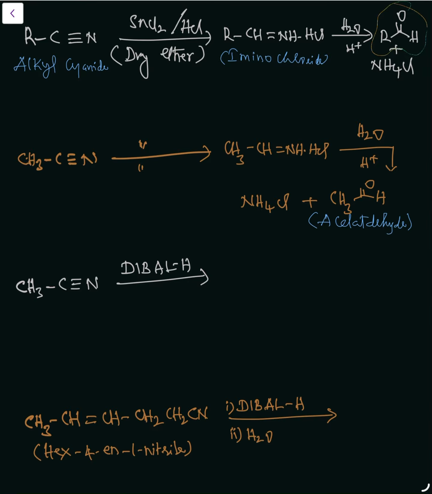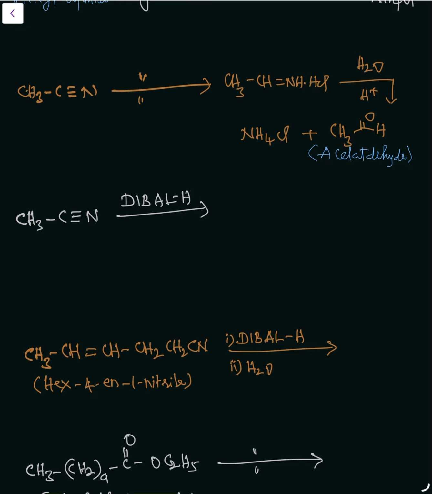Next, reaction with DIBAL. Here methyl cyanide, when it reacts with DIBAL, imines are formed: CH3CH double bond NH. Once imines are formed, they undergo hydrolysis and form aldehydes. That is, I have taken CH3, so CH3 C double bond OH, acetaldehyde, plus ammonia.